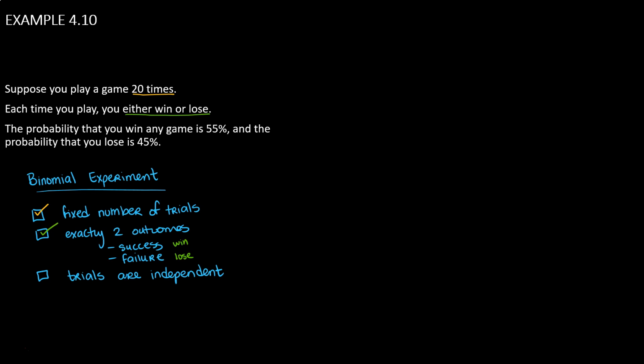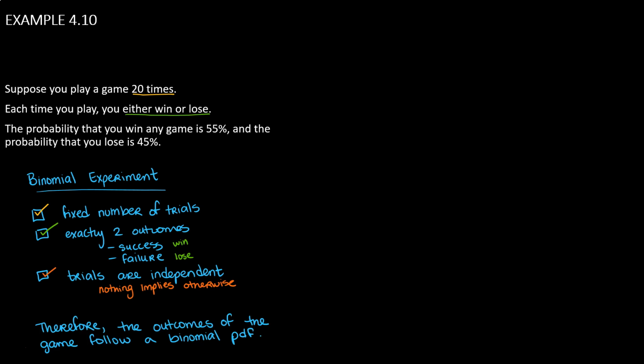Last, we need to make sure that the trials are independent. We're playing this game 20 times. Games typically begin and end, full wrap-up, so one game is not going to impact the results of the next game. So these games are independent, and you can assume that unless there's something stating that they are not independent. In this case, nothing implies otherwise, so yes, our trials are independent.